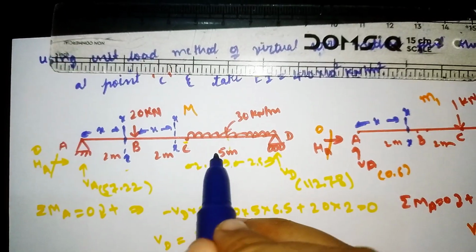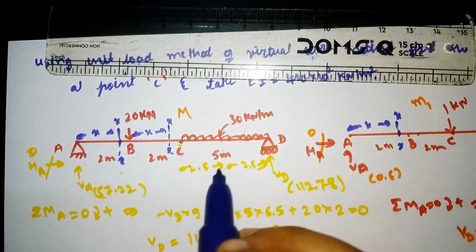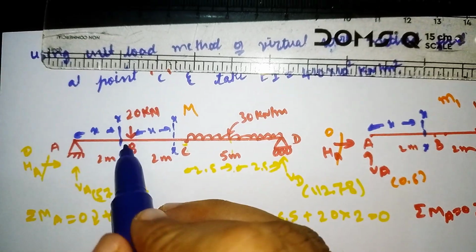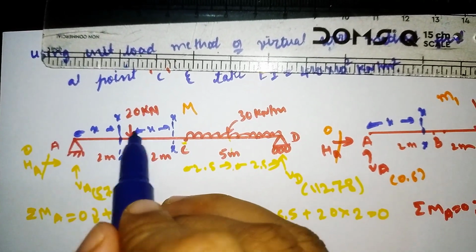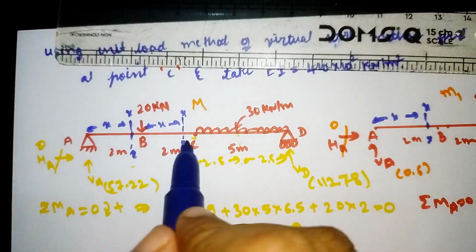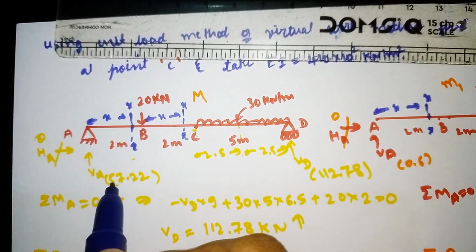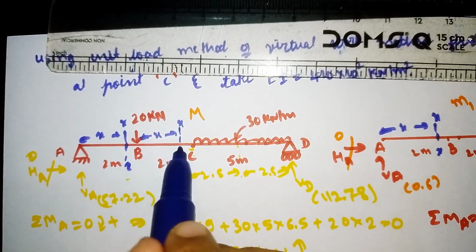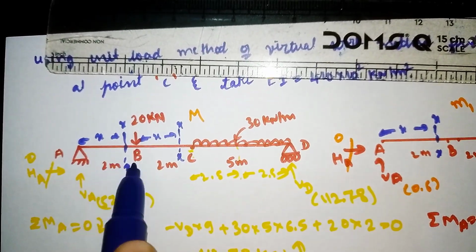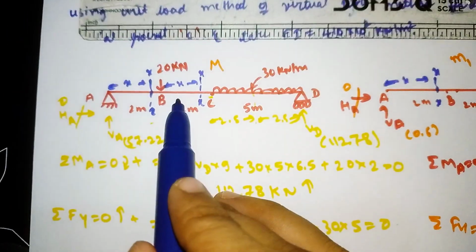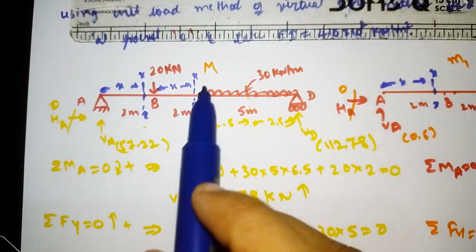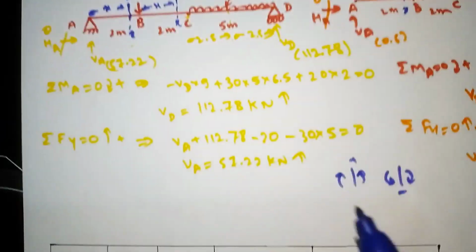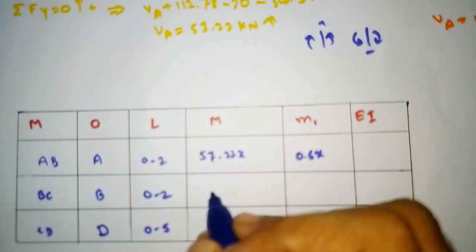So we have two choices. You can solve from this side or that side, according to the origin. For BC, I have taken the origin as B. Our section will come here at a distance of x. Now see here, VA is acting at what distance from this section? VA into 2 plus x: the distance here is 2, and from here it is x. So VA is acting at a distance of 2 plus x. Our capital M becomes 57.22 into (2 plus x). It is also moving upward, so we need to take it as positive.